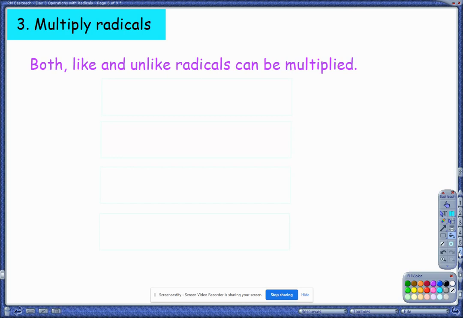When we're trying to multiply, we can multiply both like and unlike radicals. So the rule for multiplication that we're going to use is if I have radical of a number A times radical of another number B, then I can do the radical of the product of A times B. And another way to look at it is radical of x times radical of x is really radical of x squared, which will become x.